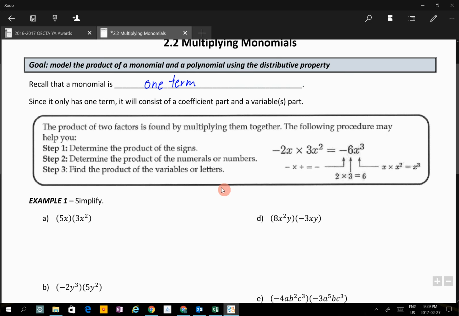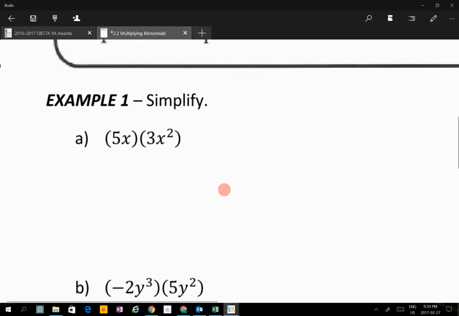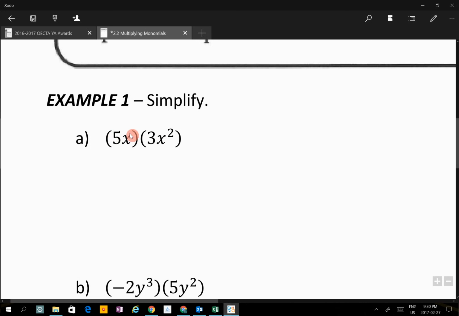So if we take this idea and apply it to some examples, let's try and answer them. So example 1, simplify 5x times 3x squared. Notice how both terms are positive. So my final result will be positive. Okay. So I'm going to write here an equal sign. If I know it's a positive value, I can move on to step 2, multiply the coefficients. So 5 times 3 is 15.